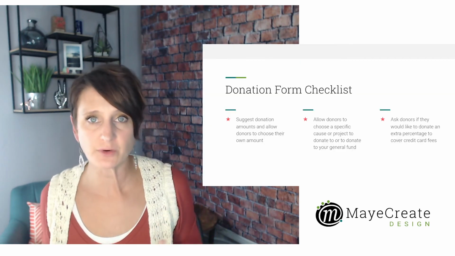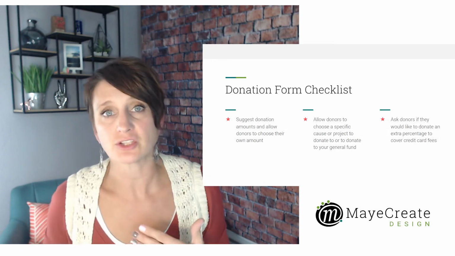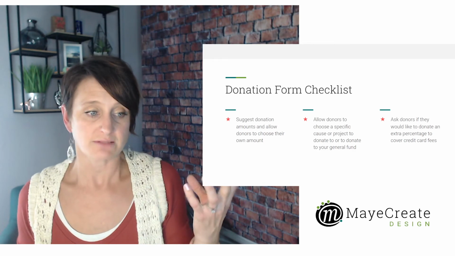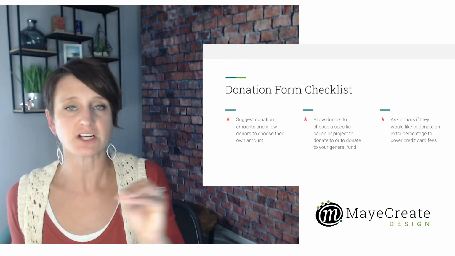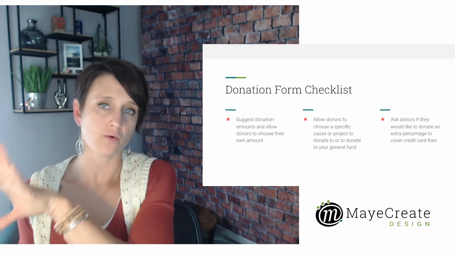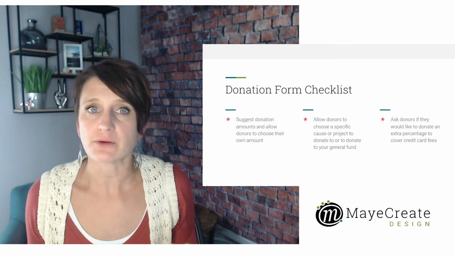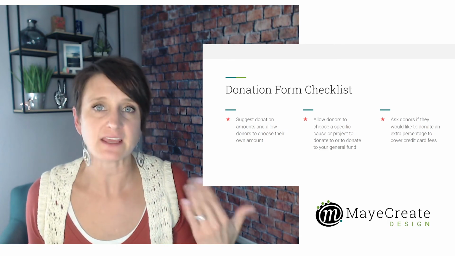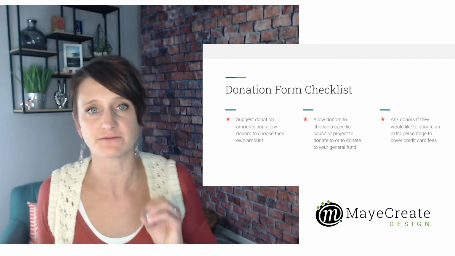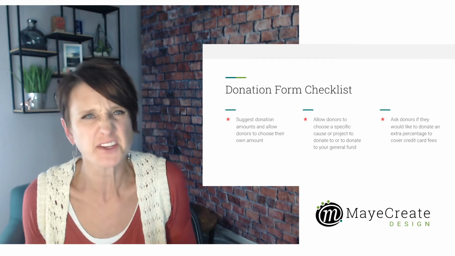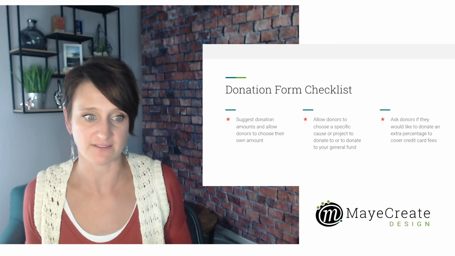Okay, so the first thing I want you to consider is suggesting amounts and allowing the donors to also just choose their own amount for the donation. So you might have $20, $50, $300, or an open donation field. One thing that works really well is equating the amount to what it can do for your organization. $20 is 20 meals, $50 is 50 meals, right? Because it feels different. It feels better to the donor when they know what they're giving.